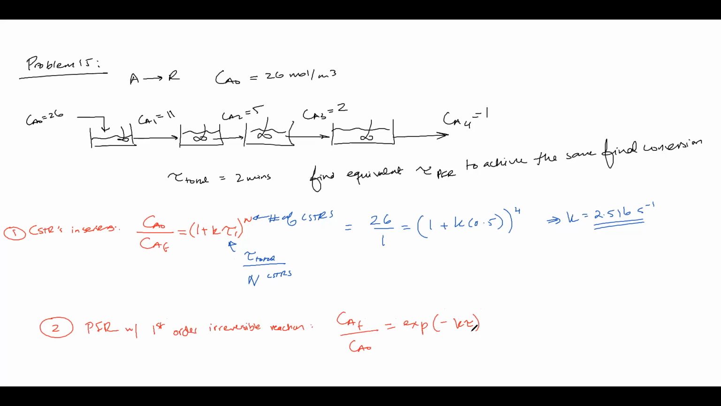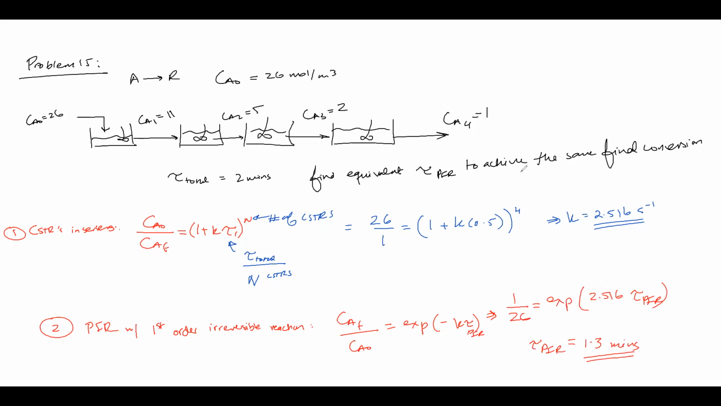You have the K, and I'm solving for this tau PFR. I know CAF, I know Ca naught, right? And it just becomes a very easy problem to solve. Just be careful of what you're plugging in for Ca naught and CAF. It will be 1 over 26 equal to exponential of minus 2.516 tau PFR. You solve for tau PFR and you get about 1.3 minutes. And this is the equivalent space-time in a PFR to achieve the same conversion.